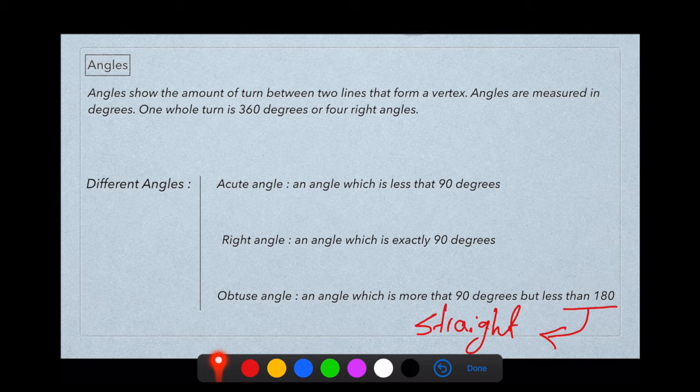Between 90 and 180, we call it an obtuse angle. And 180 degrees itself is going to be a straight angle. Okay.